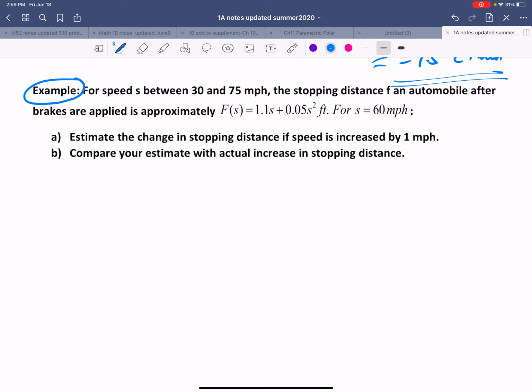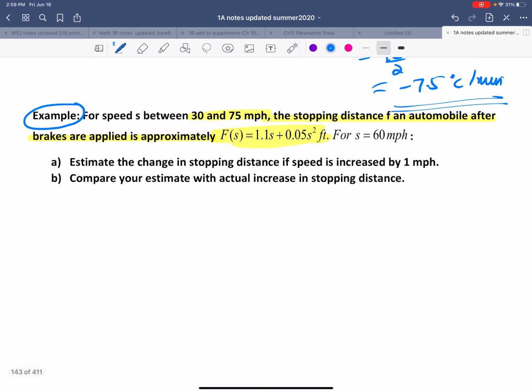Okay, for the speed s between 30 and 75 miles per hour, the stopping distance f for automobile brakes is approximated by this function. So this function is only true when the speed is between 30 and 75. If speed is different, then this function will not hold true. For s equal to 60 miles per hour, first estimate the change in stopping distance if speed is increased by 1 mile per hour.